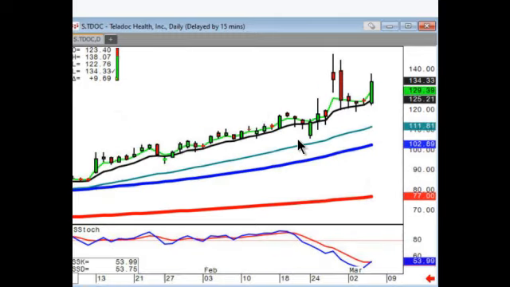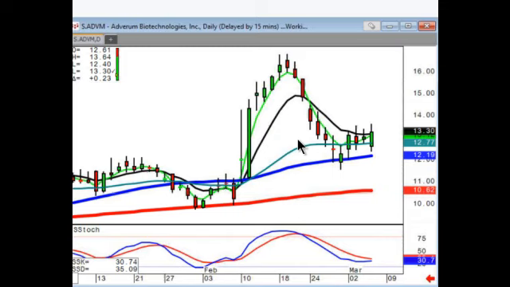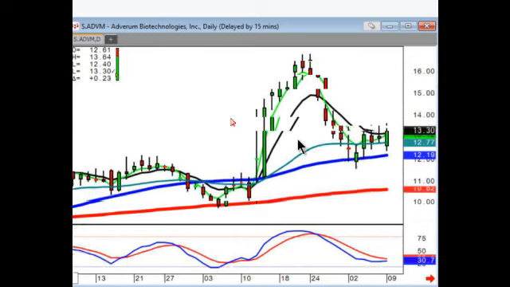TDOC, stay long. ADVM, a bullish engulfing. You can get ready to buy this one on positive trading, kind of off your left-right combo today. Makes it very simple. If it opens positive, you can be buying. Just don't let it close back below the T-line.